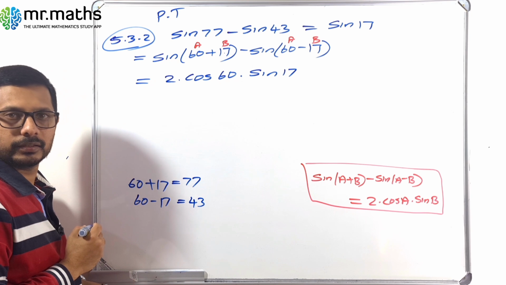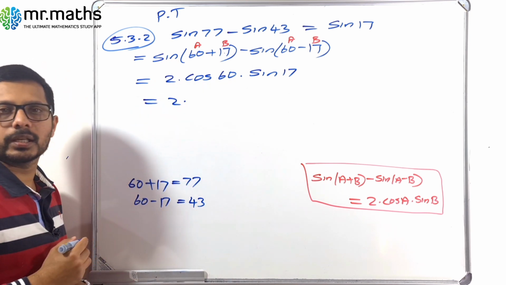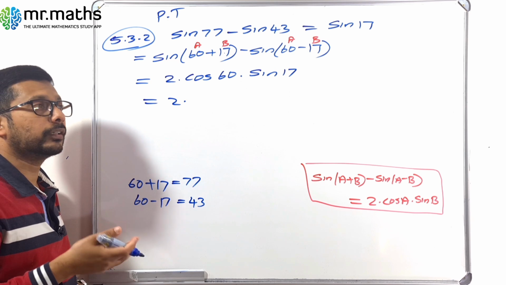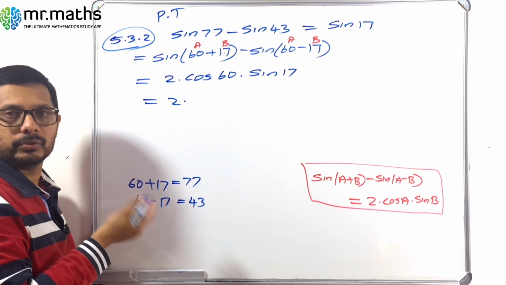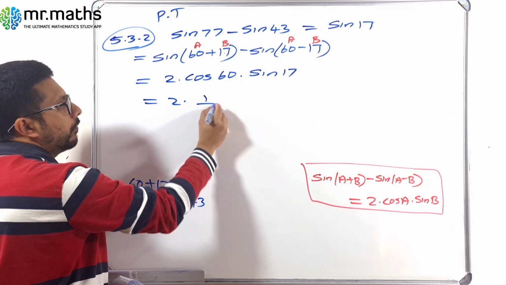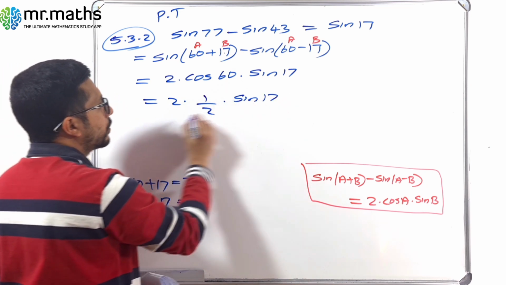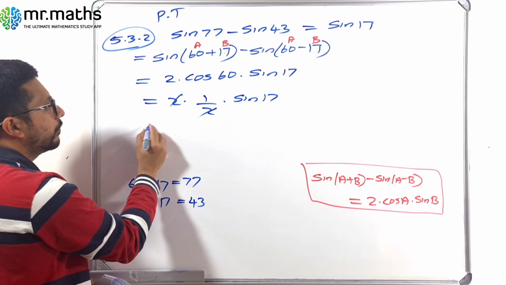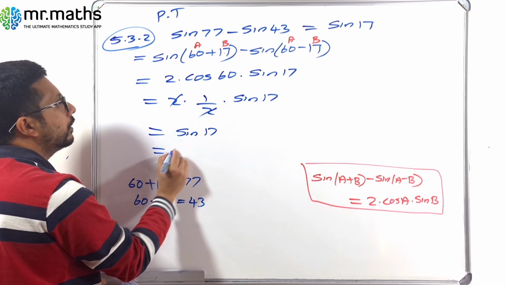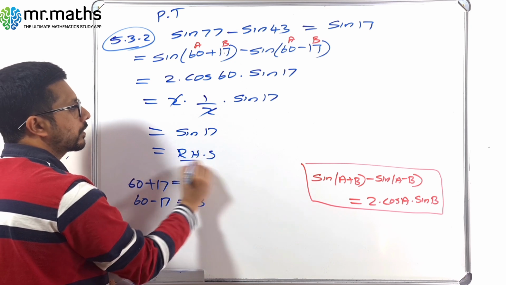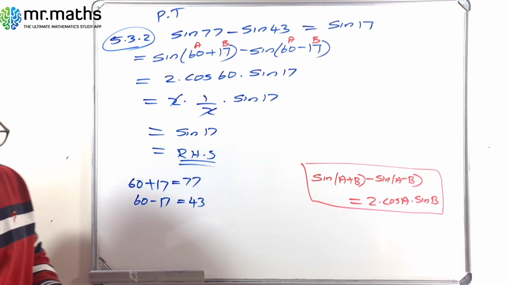Sine, what is B? 17. Okay, so now this is equal to 2 into cos 60, which is a special angle. So what is the value of cos 60? You have to know that one. Cos 60 is 1 over 2, into sine 17. So these 2 and 2 cancel. So what is remaining? Only sine 17, and that is the RHS. That is what we want to prove. Okay, so that is 5.3.2.